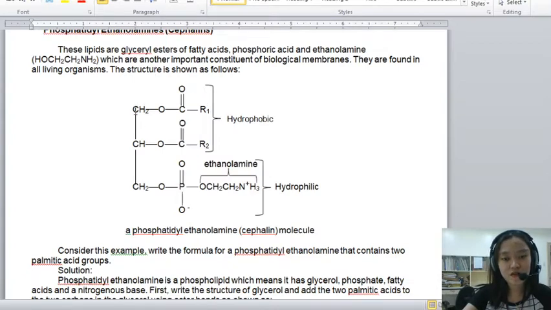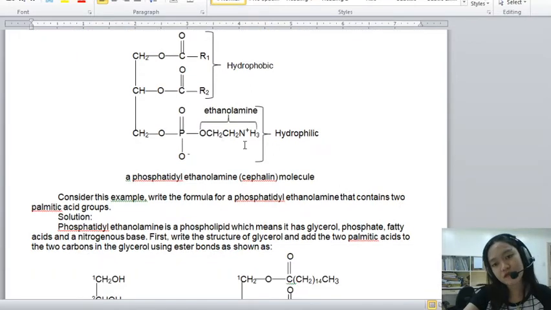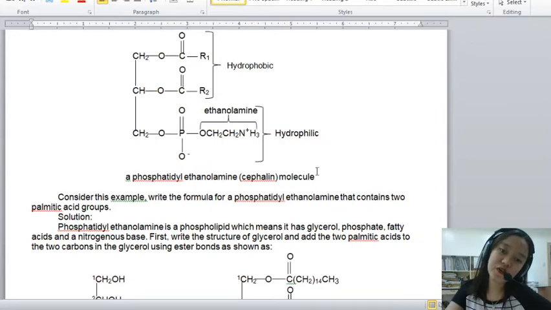Structure niya, you have your glycerol, the original structure of glycerol connected to two different fatty acids or pwede rin the same. And then, the third carbon is connected to a phosphate group and the molecule of your ethanolamine. So, this is also hydrophilic, meaning reactive din siya kasi meron siyang positive and negative charges. So, meaning water-loving ito.